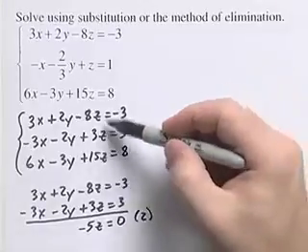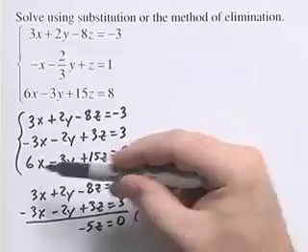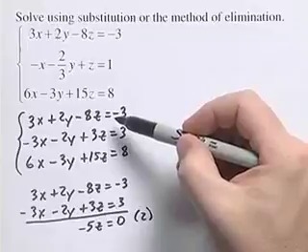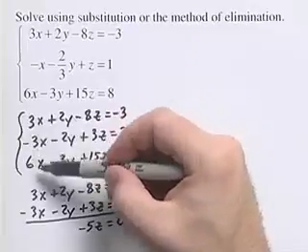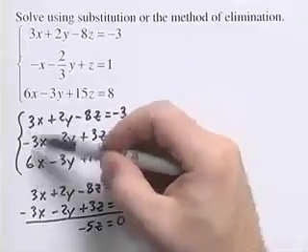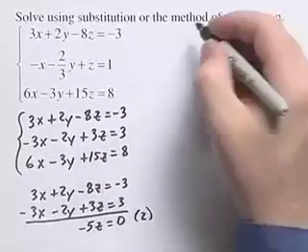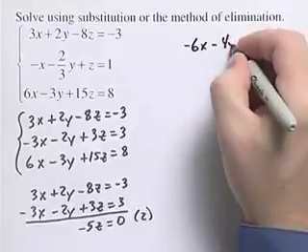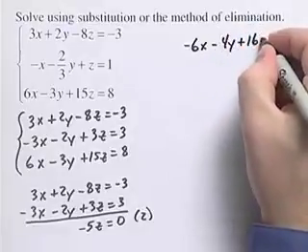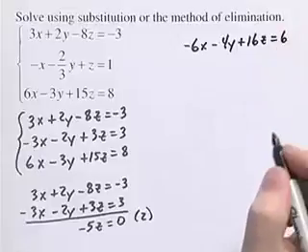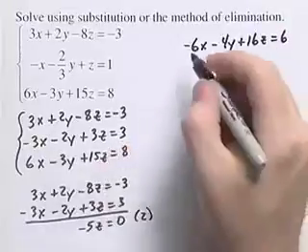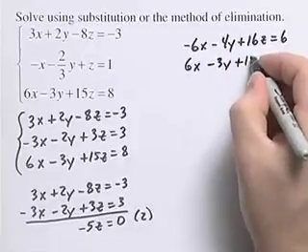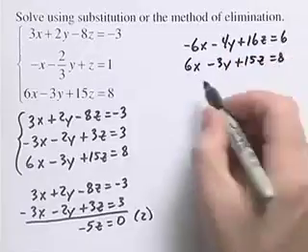Next thing we'd like to do is eliminate the variable x from the third equation. To do that, we're going to multiply our first equation by negative 2. That'll give us coefficients on x that have opposite signs but the same absolute value. If we multiply by negative 2, we'll get negative 6x minus 4y plus 16z equals 6. We're going to rewrite our third equation, 6x minus 3y plus 15z equals 8.